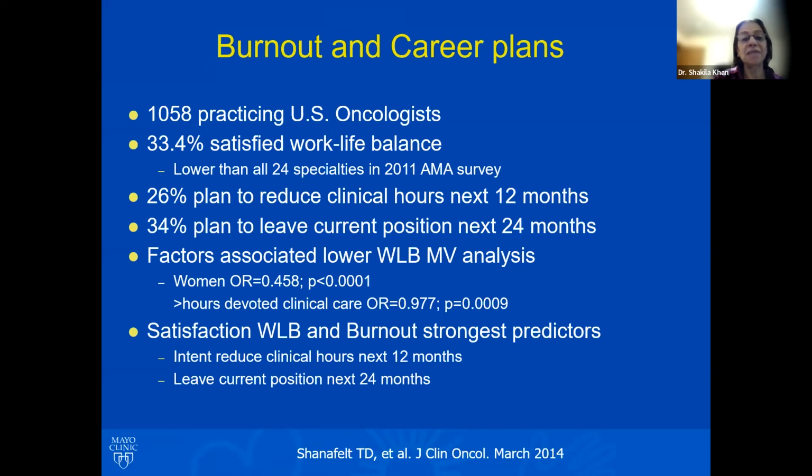And women had a higher rate of concern about work-life balance. Again, with work-life balance and burnout, the strongest predictors were intent to reduce clinical hours and leave the current position.